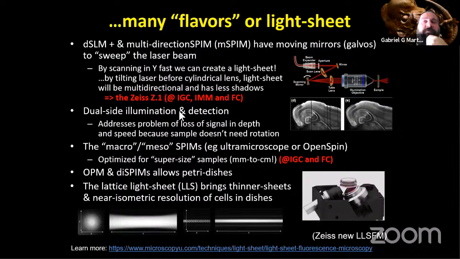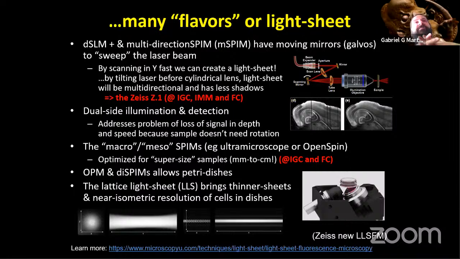One of the things that was added was the fact that you can generate light sheets not just by using a cylindrical lens, but you can actually use a mirror and make the laser beam move very, very fast. And if the laser beam is moving very fast, you can generate an almost instantaneous plane of light just by having it fly through your sample very, very fast.